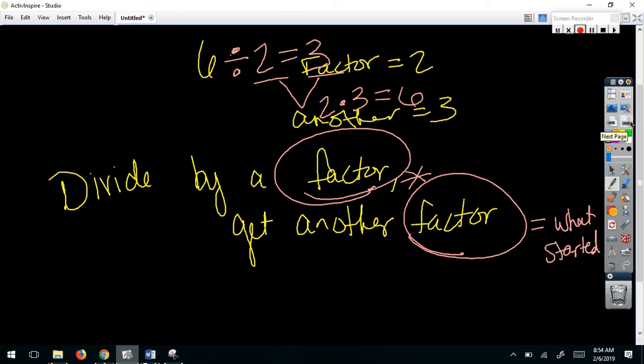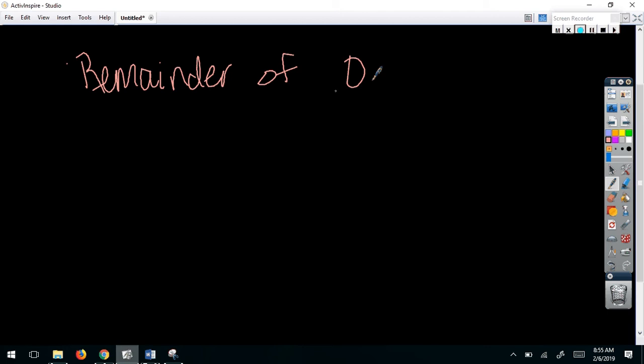What's always going to be true when you divide by a factor? You always get a whole number, which means you get no decimal. Remainder. You know how some of these we're getting a remainder of 0? If you divide by something and you get a remainder of 0, then that means you found a factor. Okay? And we're going to kind of build on that.